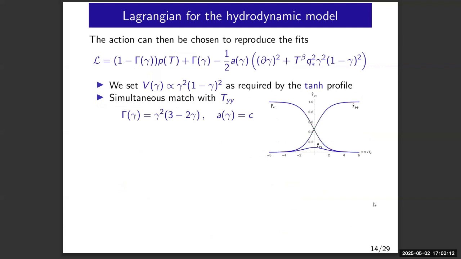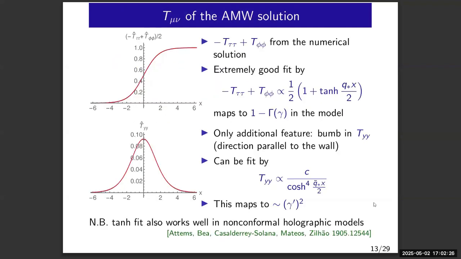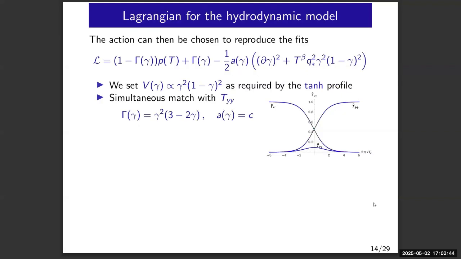What you really would like to do is identify capital gamma directly with small gamma and set this to constant. So this would be sort of an ideal model. But it turns out that this doesn't really work. The scale of this domain wall and the scale of this bump would be quite drastically different, so that a fit would not be possible. So you need to do something more complicated than that.